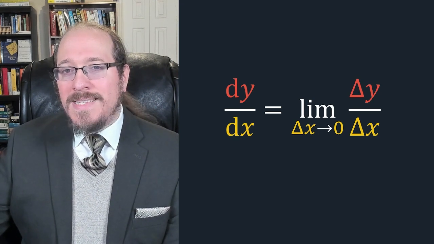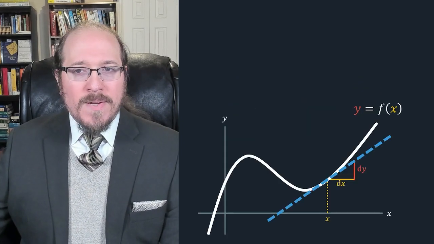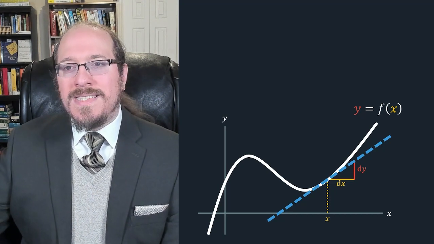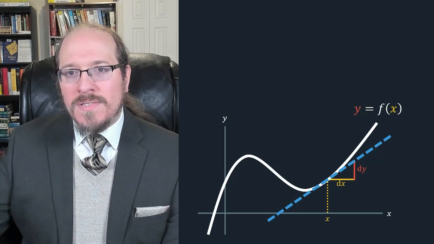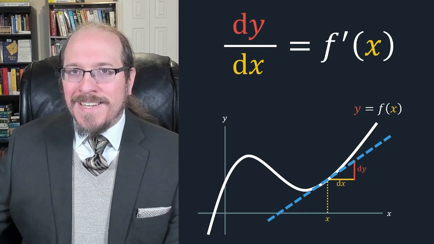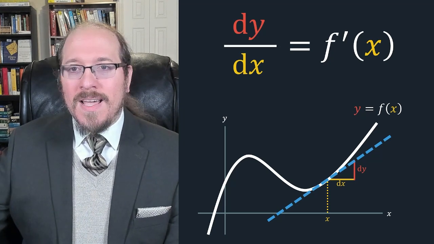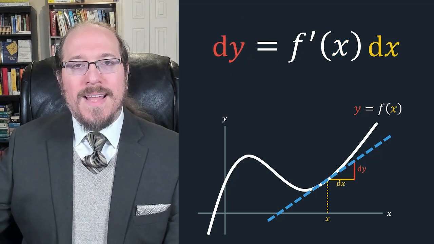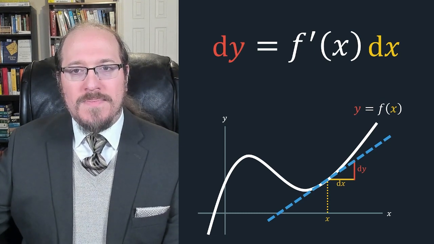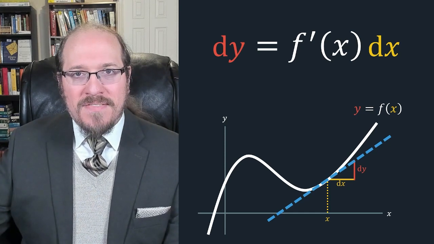That being said, it is actually possible to define differentials in isolation. If we define dy and dx as the changes we get as we move along the tangent line instead of the original curve, then dividing dy by dx does actually give you the derivative, since it's the slope of that tangent line. And if we solve for dy, we get f prime of x times dx, just like we saw originally and we've used multiple times. In this case, there's no need for dy or dx to be infinitesimal.